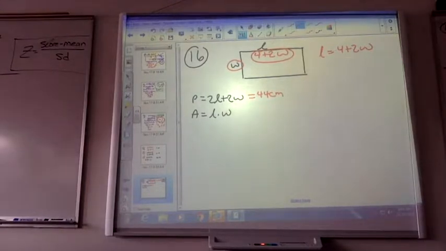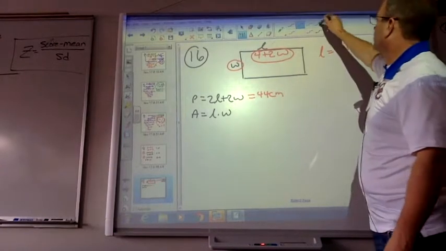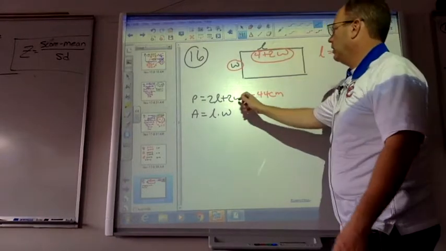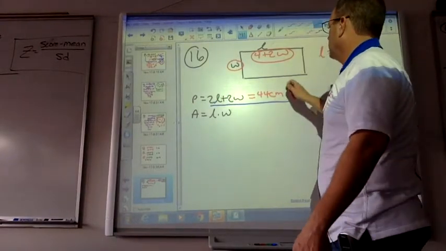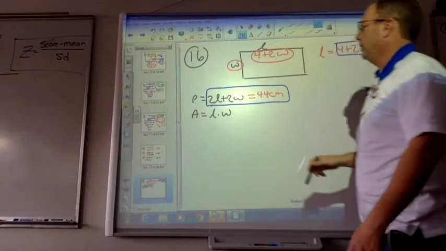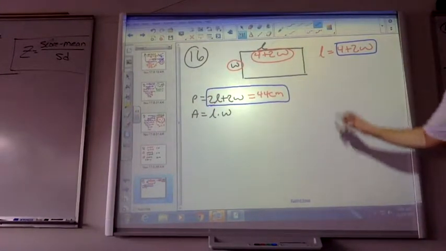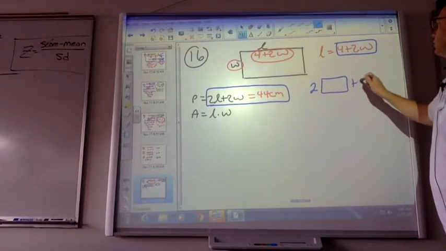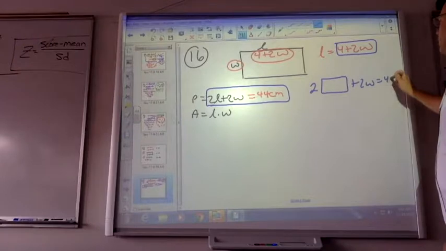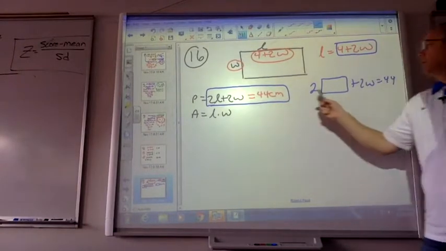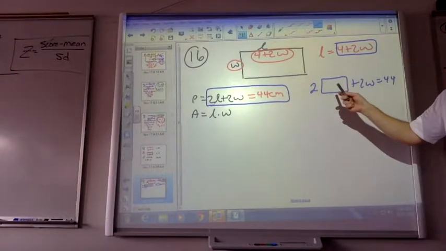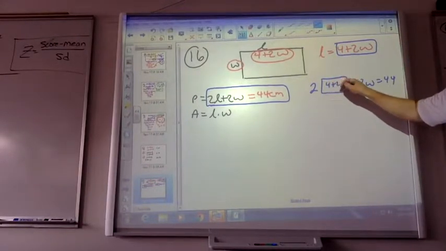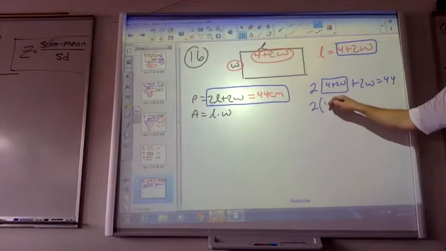From there, I can go ahead and start plugging things in. So I know that L happens to be equal to this. W we're going to keep as W. So let's take this equation right here and see if we can figure it out. Okay? So I know that 2L plus 2W equals 44. This had been an L. What did I just find L to be equal to? 4 plus 2W, right?